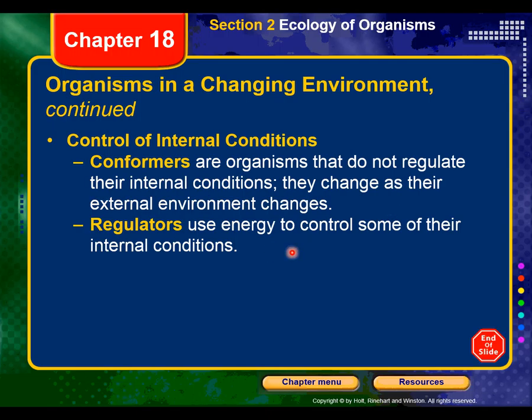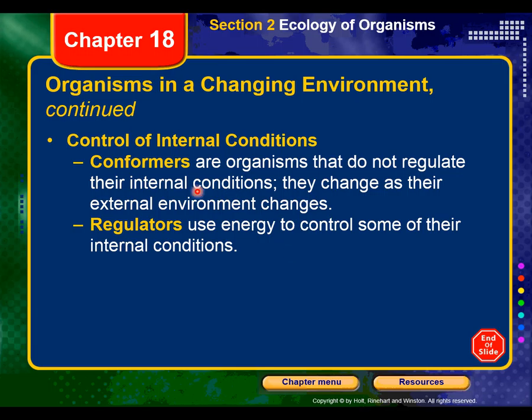The other way that organisms can change what they can do in their tolerance is to control their internal conditions. So this could be changing, like I was saying before, the thickness of your blood, changing the pH level, those types of things, changing how warm you are inside of you. Those internal temperatures are very important.